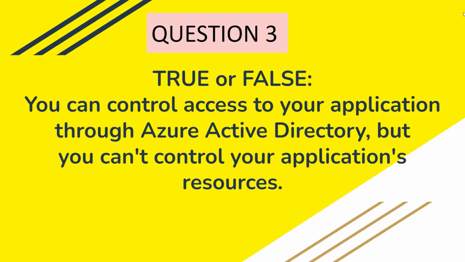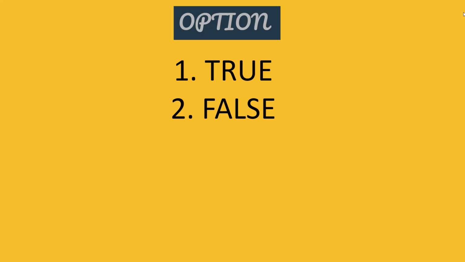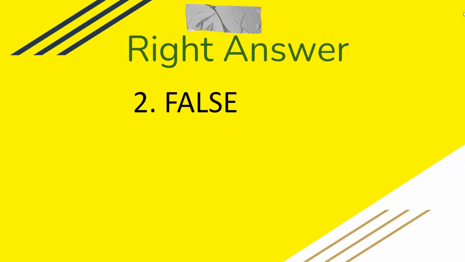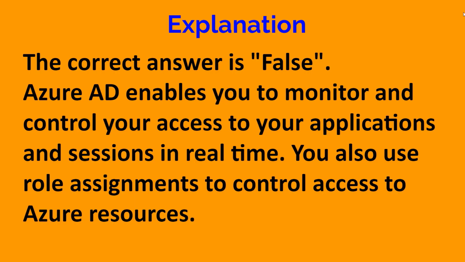Question 3. True or false? You can control access to your application through Azure Active Directory, but you can't control your application's resources. Option 1. True. 2. False. Right answer is 2. False. Explanation. The correct answer is false. Azure AD enables you to monitor and control your access to your applications and sessions in real time. You also use role assignments to control access to Azure resources.